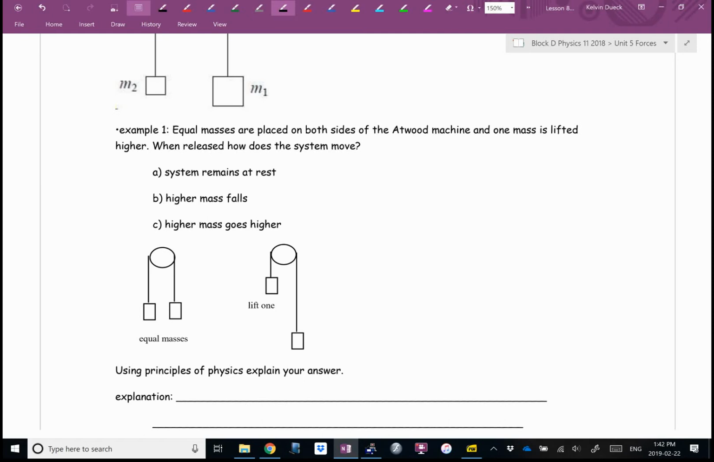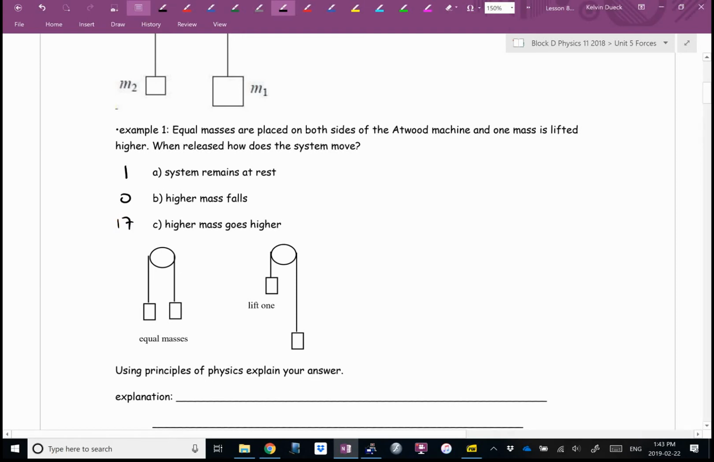Okay? That's the question. You can't call out an answer. We're going to vote. And once again, how high you hold your hand up is how sure you are of the answer. Who says A? Nothing happens. The system remains at rest. A: 1. Who says B, the higher mass is going to fall, because, gravity? 0. Who says the higher mass is going to go higher? 1, 2, 3, 4, 5, 6, 7, 8, 9, 10, 11, 12, 13, 14, 15, 16, and 17.